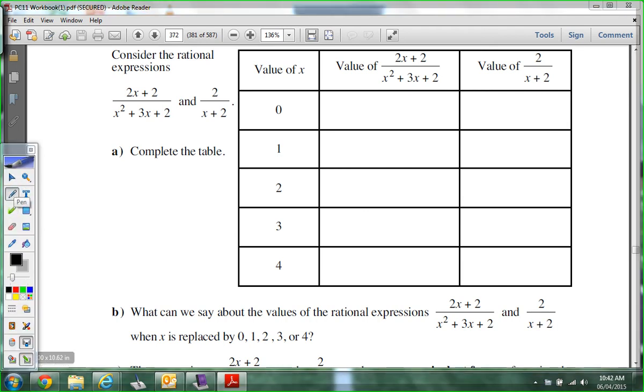Consider the rational expressions 2x plus 2 over x squared plus 3x plus 2 and 2 over x plus 2. What we're going to do is plug in these x's and see what we get, for both of them. If I plug in a 0, what's the top going to be? 2. What's the bottom going to be? It's going to be 2 over 2, which is 1, correct? How about on the second one? I'm going to get 2 over 2, again, which is 1.